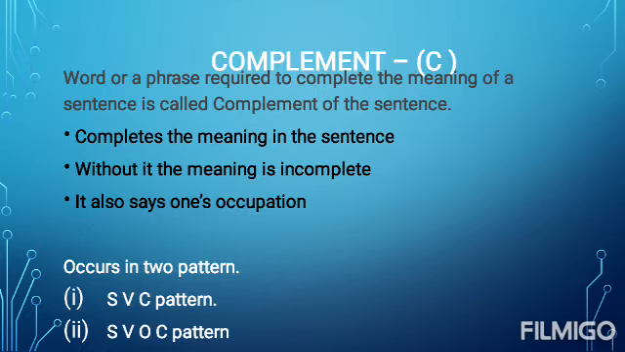Complement. A word or a phrase required to complete the meaning of a sentence is called a complement. It is usually used to complete the meaning of a sentence. Without it, the meaning seems incomplete. It also refers to one's occupation. So such things are said to be complement.